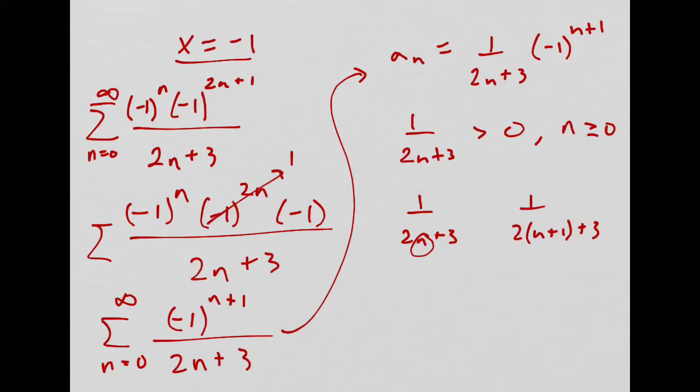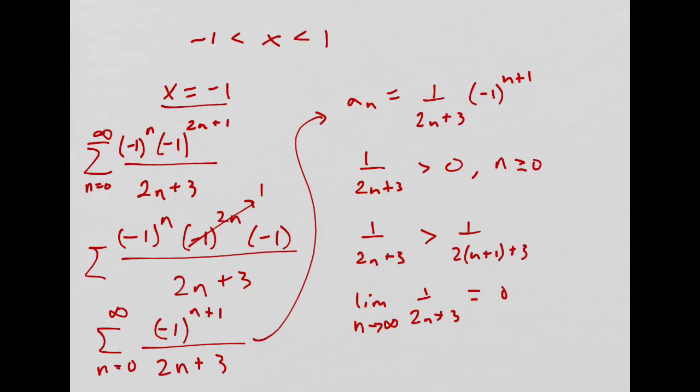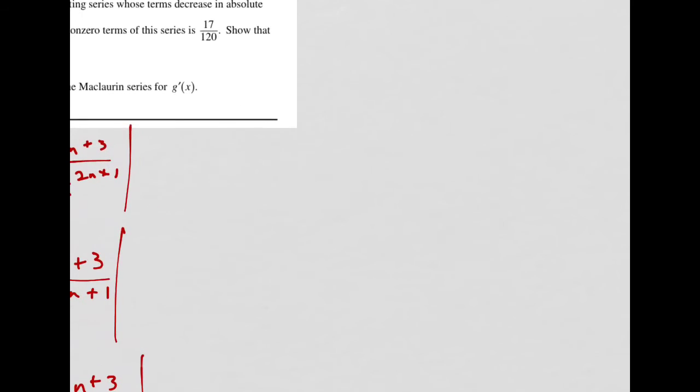If we plug in bigger numbers for n, we multiply them by 2, the bottom is getting bigger. 2n plus 3, if we thought about this as a line, it's a line with positive slope. So the farther you go to the right, the higher y value you'll get. So this is definitely decreasing. That's true. And then also, if we take the limit as n approaches infinity of 1 over 2n plus 3, that also goes to 0. So this converges by the alternating series test. And now we need to check x equals 1. So negative 1 works. That was a lot.